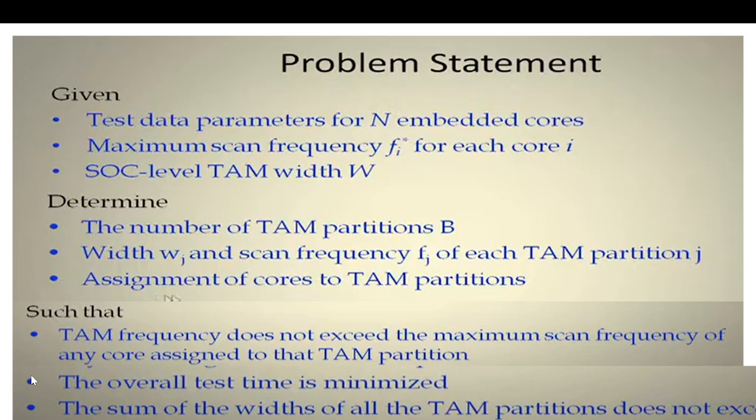So the problem statement: given the test data parameters for n embedded cores, the maximum scan frequency Fi* for each core i, and the SOC level TAM width W, we want to determine the number of TAM partitions B, the width Wj and scan frequency Fj of each TAM partition j. So, assignment of a core to a TAM partition such that the TAM frequency does not exceed the maximum scan frequency of any core assigned to that TAM partition, the overall test time is minimized, and the sum of the widths of all the TAM partitions does not exceed W.